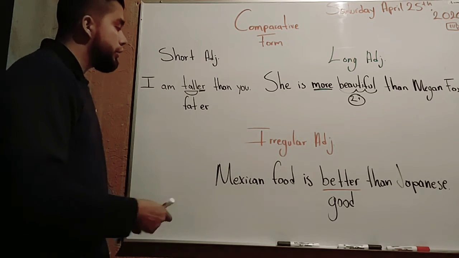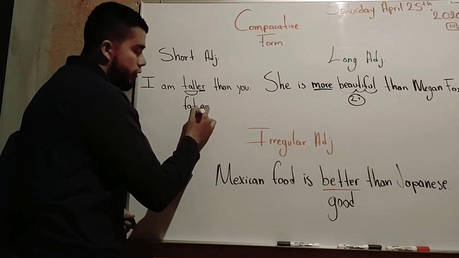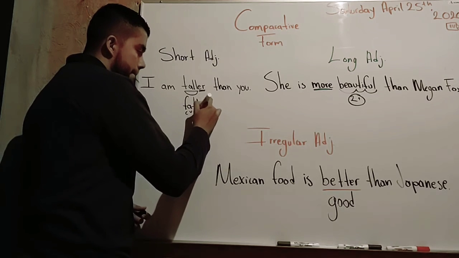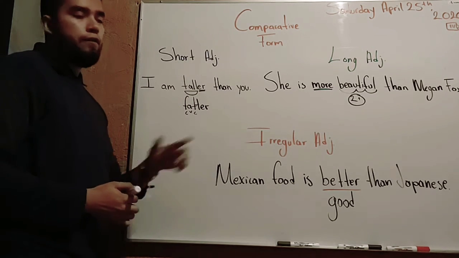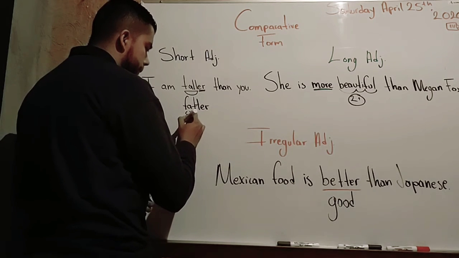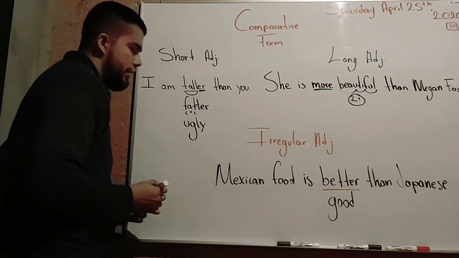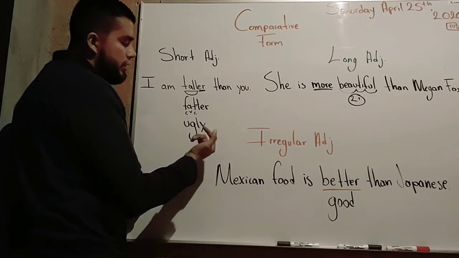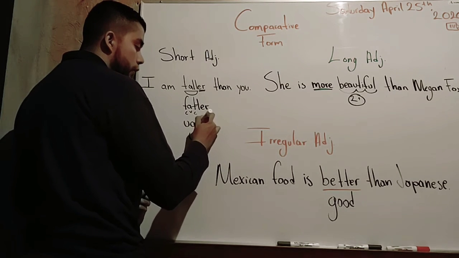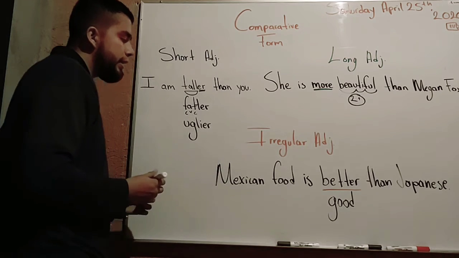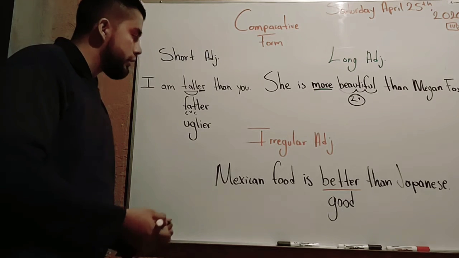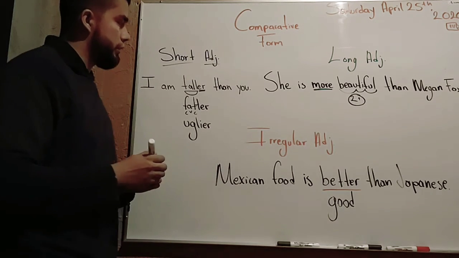But check also, here we have the combination of consonant, vowel, consonant. We're going to repeat the last consonant: fatter. Or we have more examples. For example, ugly. Ugly ends with Y. So in these cases, we're going to replace Y with I, and we're going to add er. Okay, so these are some examples of short adjectives.